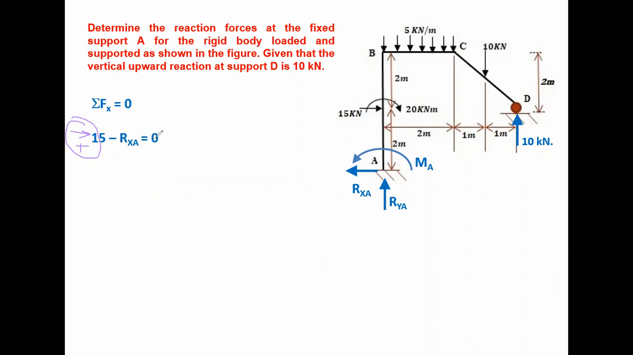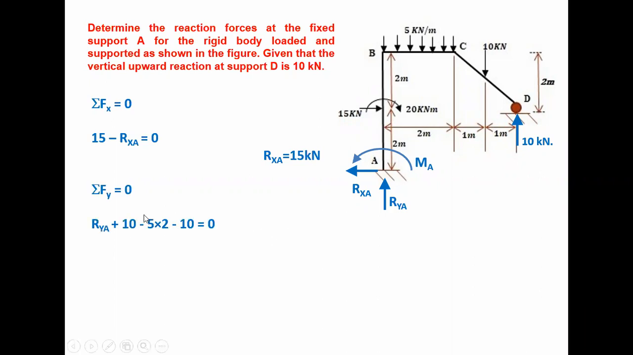So whenever I say algebraic summation, it means if the magnitude is positive, we will take positive sign. If negative, we will take negative sign, and we will add them. So that we will call as algebraic summation, right? So this algebraic summation is equal to 0. Clear? Good. Then this equation will give us Rxa. So Rxa is equal to how much? 15 kilonewton. Now balance vertical forces.